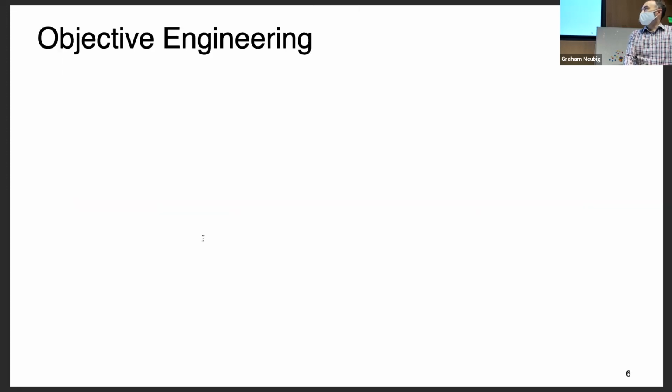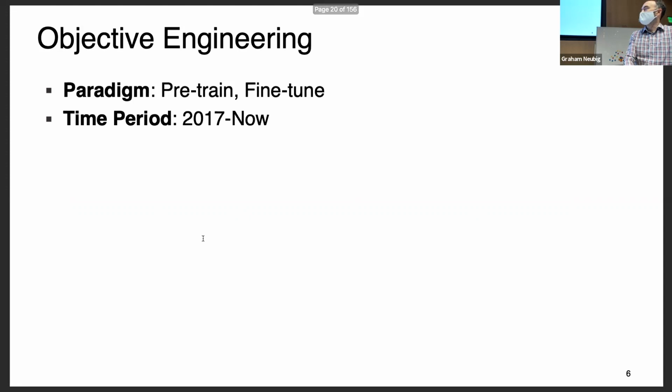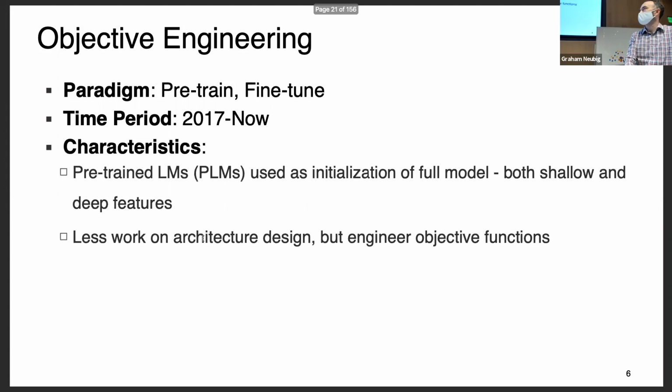Then we can think of objective engineering. Basically, this is the pre-train and fine-tune paradigm, like I talked about last lecture. It became very popular with ELMo, even more popular with BERT. So it's kind of 2017, and still very popular nowadays, of course. Pre-trained language models are used as the initialization of basically the full model, using both shallow and deep features.